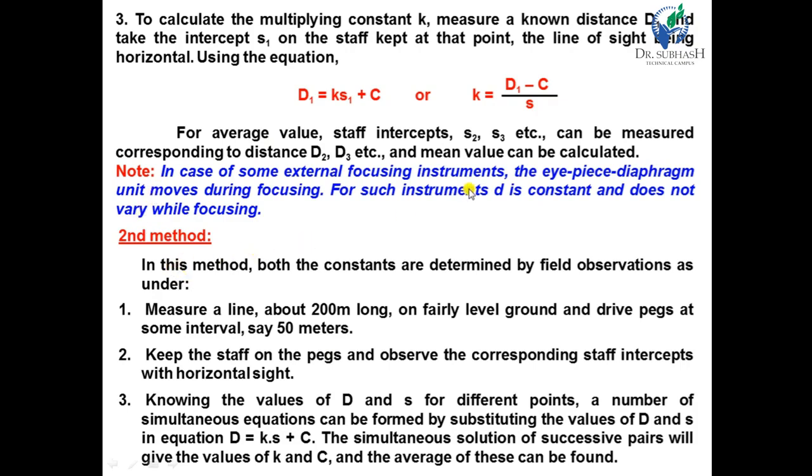In the second method, we get both the constants. We determine both constants by using field observation. Measure a line about 200 meters long on very level ground and drive a peg at some interval, say 50 meters. Keep the staff on the pegs and observe the corresponding staff intercept with the horizontal sight. Knowing the values of D and S for different points, a number of simultaneous equations can be formed by substituting the values of D and S in the equation D is equal to Ks plus C, the common formula for distance in tachyometry.